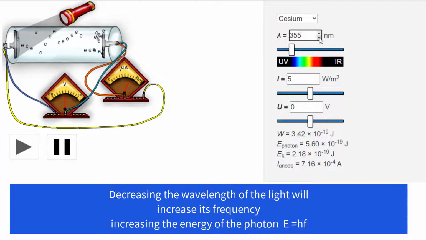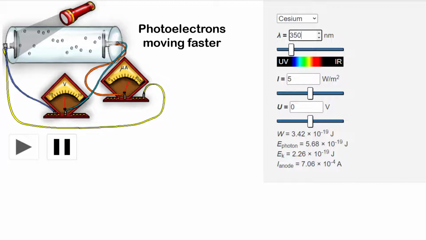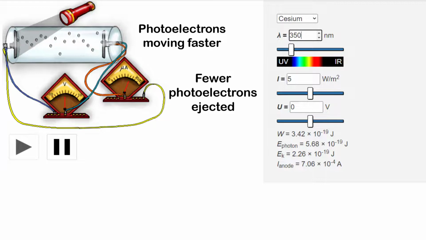There it is there, 350, and you can see from the simulation that as I've increased the frequency of the incoming light, definitely the photoelectrons are moving faster, which means they've got a bigger kinetic energy, therefore a bigger maximum kinetic energy. So that's one of our answers there. But do you notice that we've got less photoelectrons coming off? And that's backed up by our I anode currents, 7.06 times 10 to minus 4 amps.